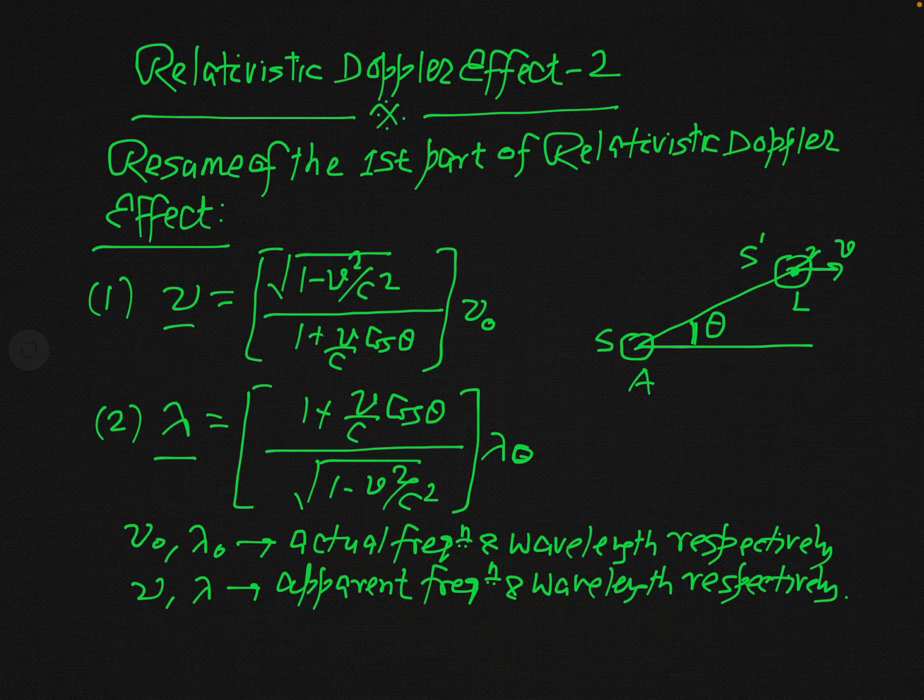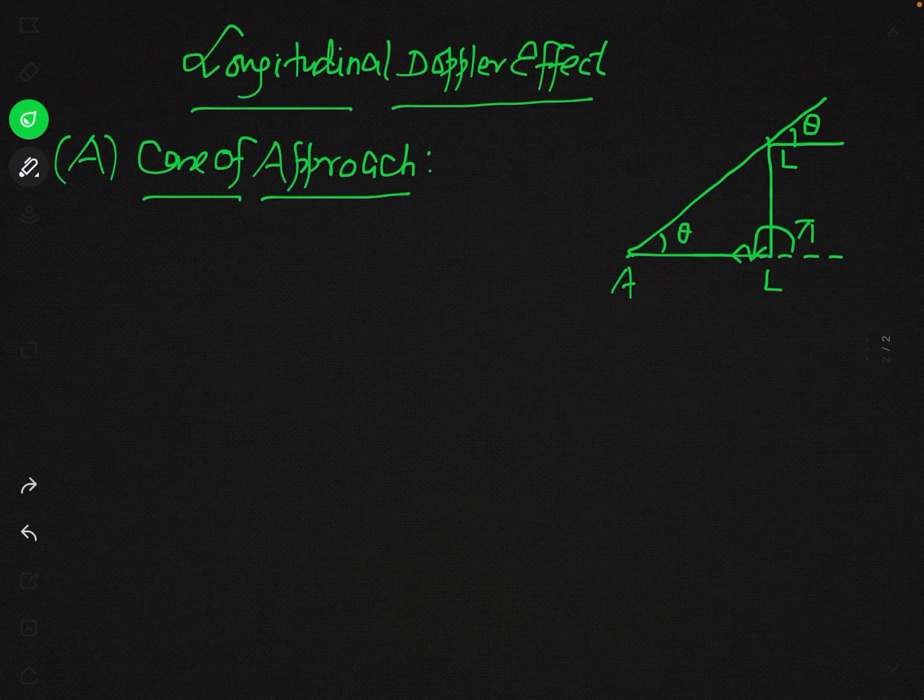Now, as I have told you, our aim is to discuss the particular situations, that is the apparent frequency and apparent wavelength, particularly for two particular values of theta. One is known as longitudinal Doppler effect and another is known as transverse Doppler effect. First of all, we will consider the case of longitudinal Doppler effect. When you say longitudinal Doppler effect, what does it mean? It means the source and observer have a relative motion on the line joining the two.